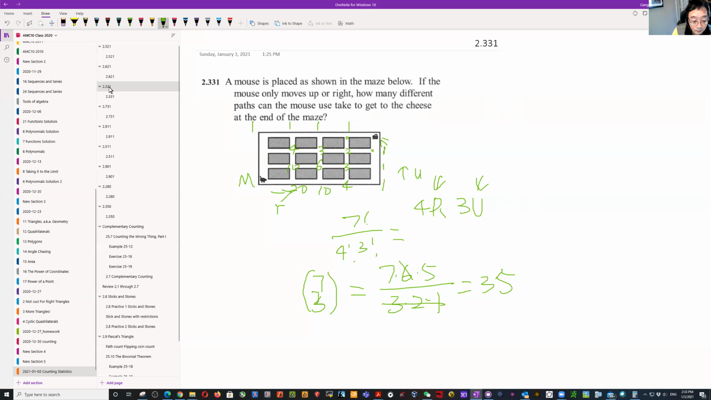And this is still 1. And this is still 1. Sorry, this is not 1. This is still 1. This is 1 plus 4 equal to 5. And this is 5 plus 10 equals 15. And 15 plus 20 equals 35. So basically, if you just use the path labeling method, you're going to get exactly the same result.